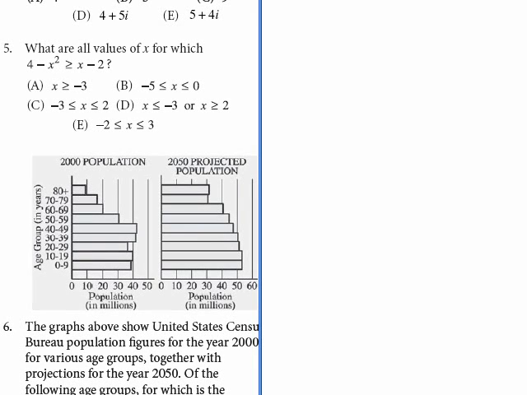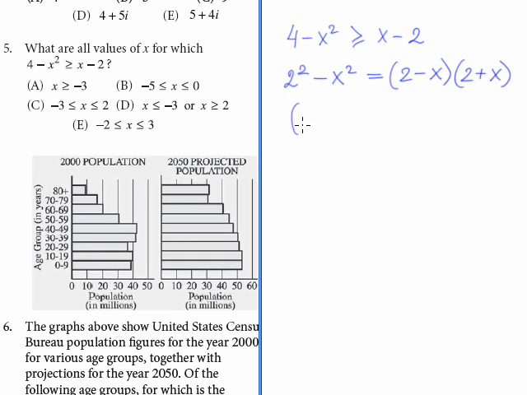Problem 5. We are given the inequality 4 minus x squared is greater than or equal to x minus 2. If we write the left hand side 4 as 2 squared minus x squared, we can also write it as 2 minus x times 2 plus x. So we are given that 2 minus x times 2 plus x is greater than or equal to x minus 2. Here we have to consider three cases.